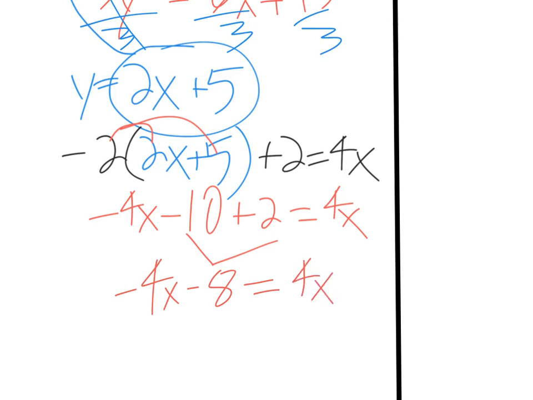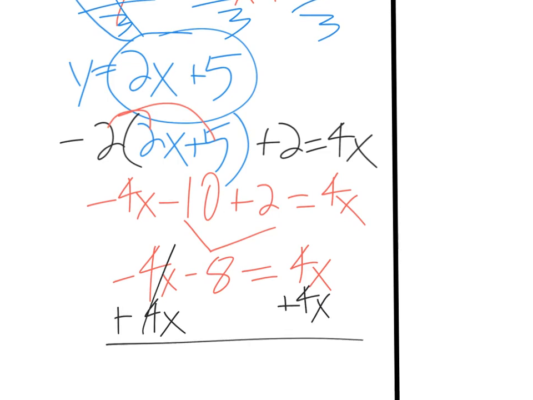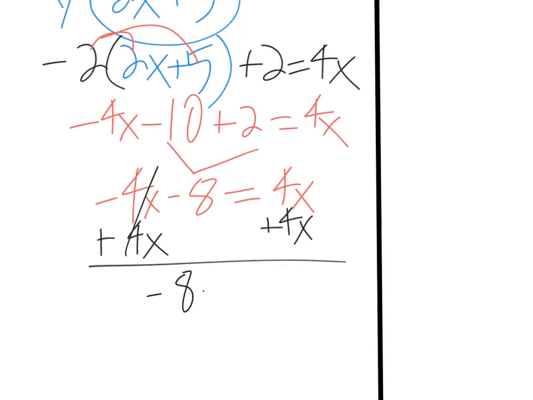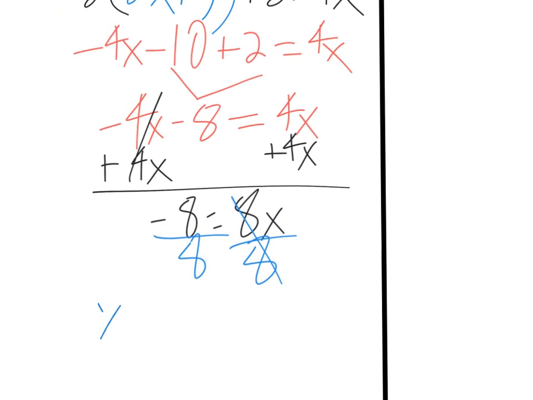So I need to get my x's on one side. It wouldn't make sense to move this over because then I'd have everything on one side. So I'm going to move this negative 4x over to the other side. So opposite side, opposite operation, plus it over. And I get negative 8 equals 8x. Divide everything by positive 8. Negative 8 divided by positive 8 is negative 1.